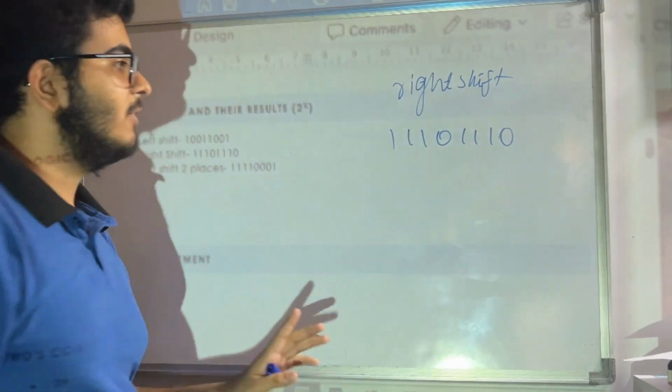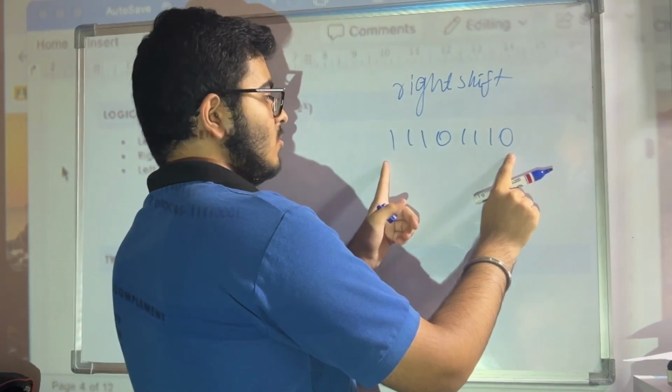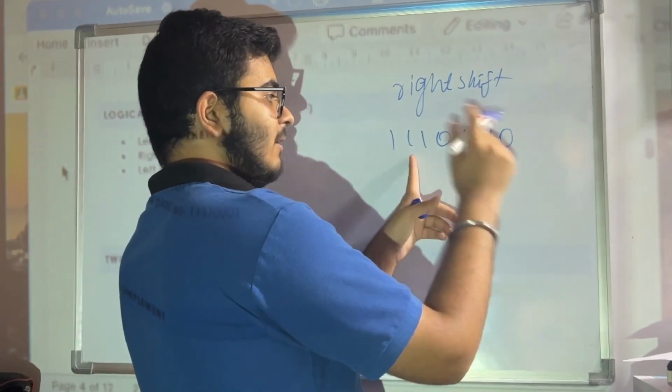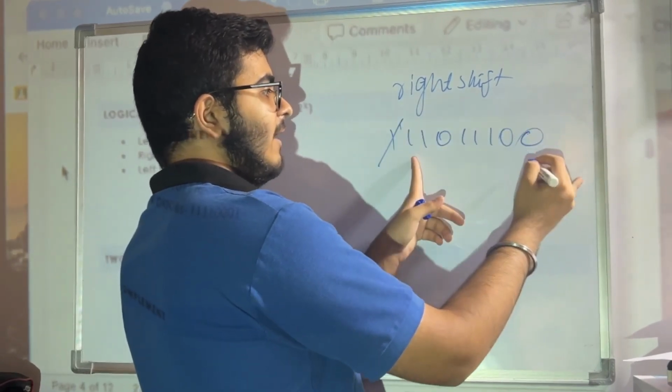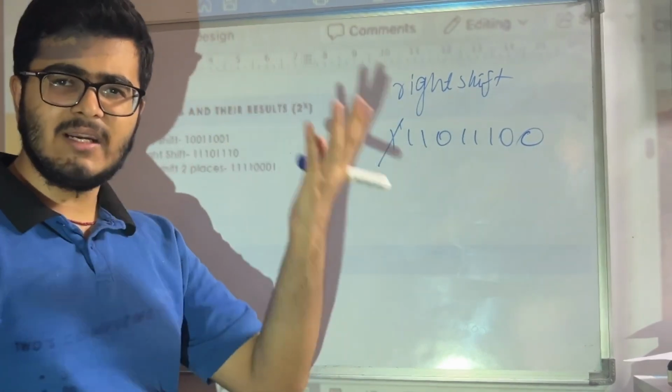Let's do a right shift. This is a number. We need to shift it towards right. So we shift it towards right. This 1 is lost and a 0 we add here. This is the right shift. Right? I hope it's very easy to understand.